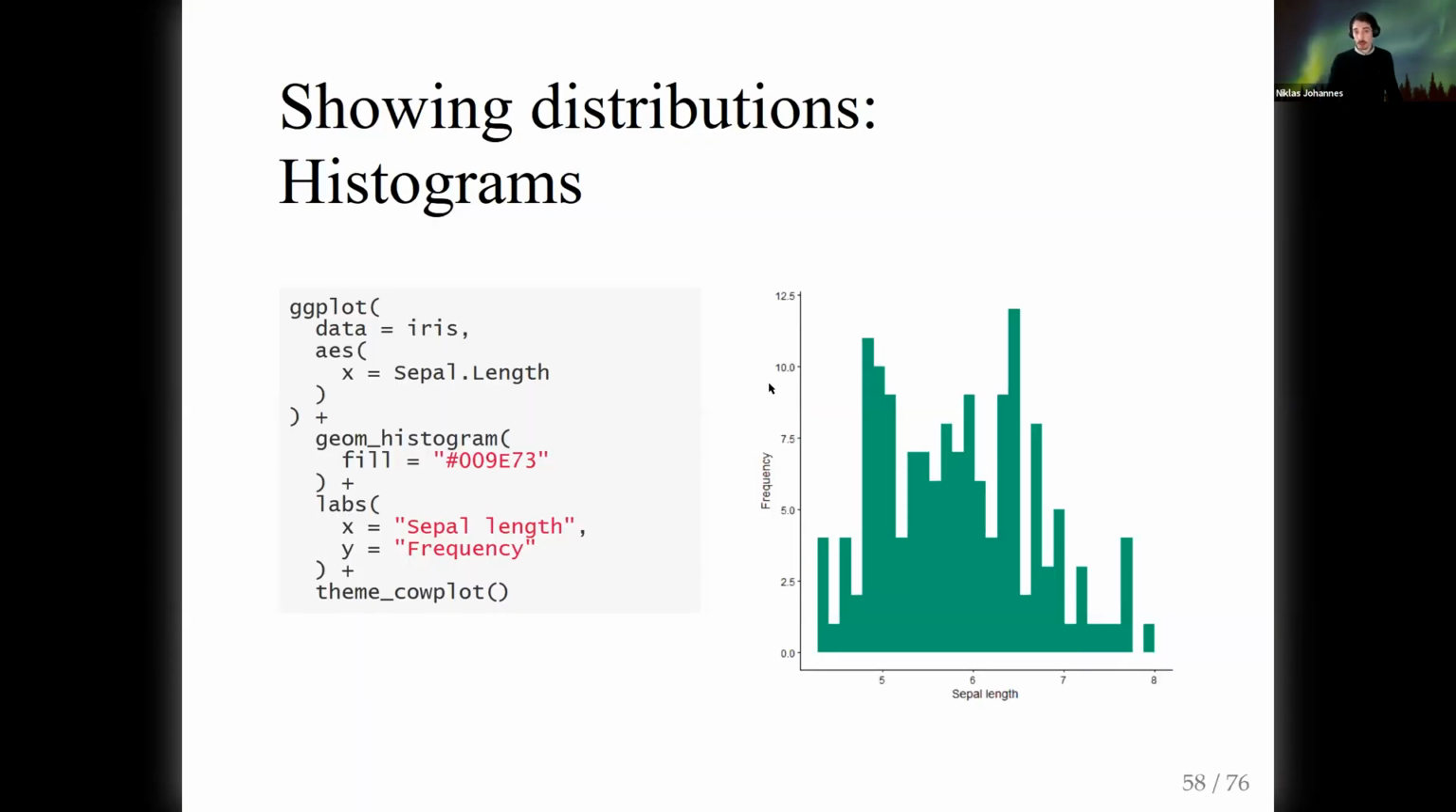One is just histograms, and just like previously, a histogram is just a geom in ggplot. So you can see, that's the second component that we add on the left. I fill it with a color that I like personally, but you can fill in any other color, give it a couple of meaningful axis names, apply my favorite theme, which is cowplot.